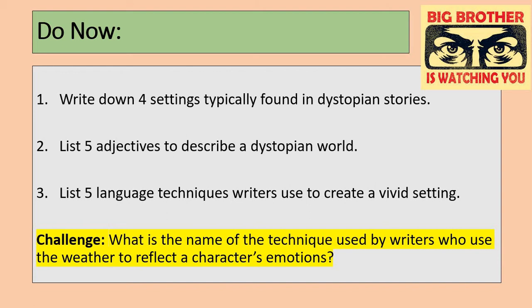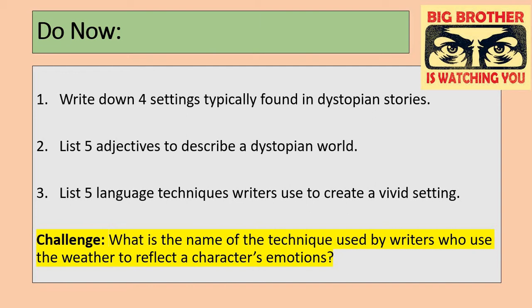So 5 adjectives, 5 describing words to describe your dystopian world. They could be an awful lot, so I'm not going to list any of those. And then 5 language techniques that writers use to create a vivid setting. So we might have something like a metaphor. You could have gone for a simile. You might have gone for onomatopoeia. You might have gone for powerful vocabulary. You might have gone for a list or repetition. There are lots you could have chosen there.